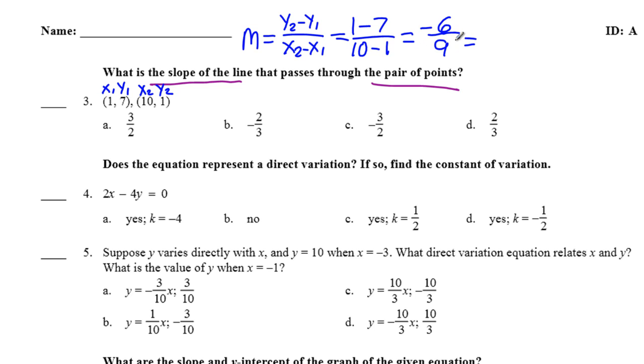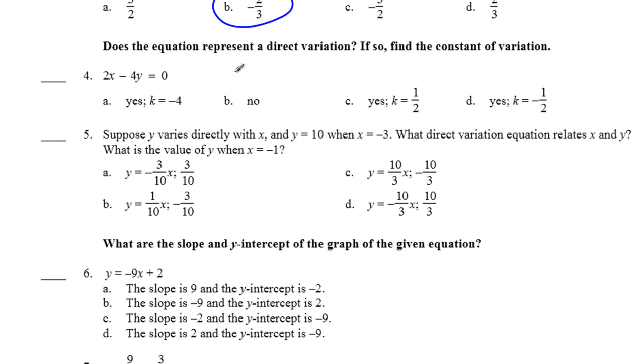We can reduce this one more time. They can both be divided by 3. So negative 6 divided by 3 is negative 2. 9 divided by 3 is 3. So that is negative 2/3.